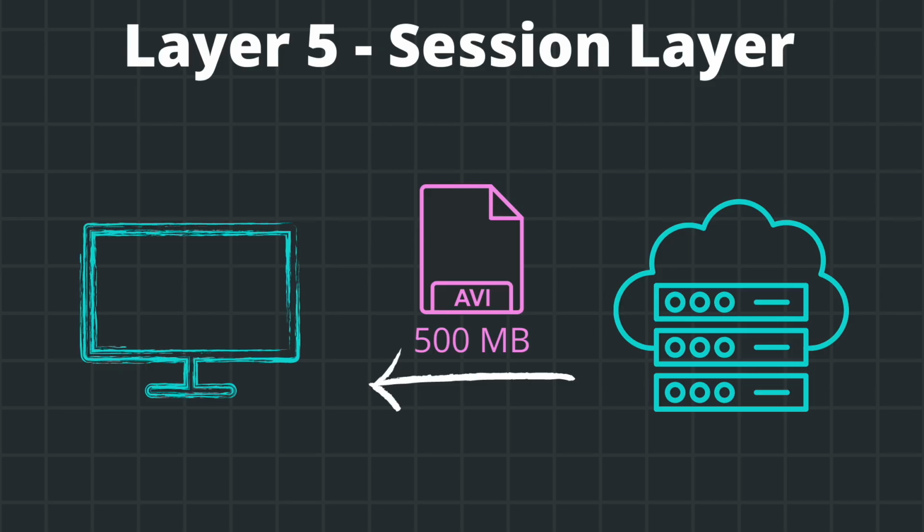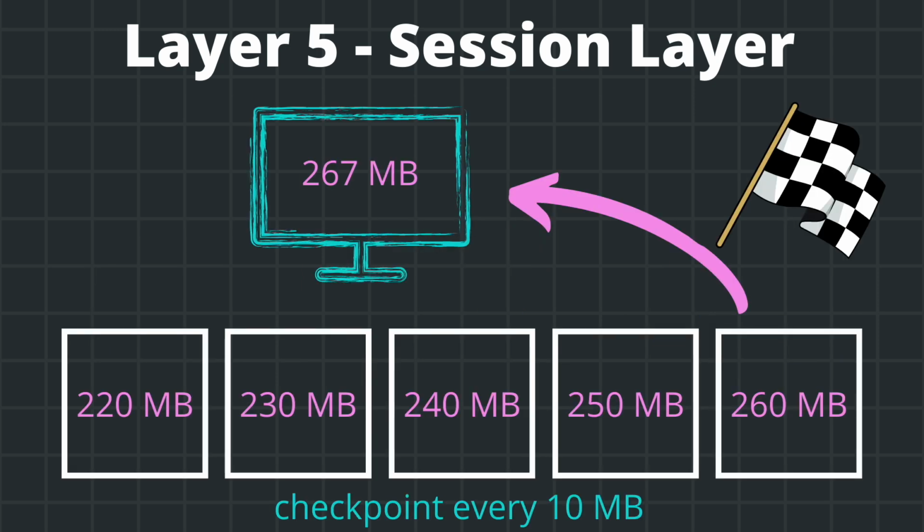So let's say you're downloading a 500 megabyte file. If there are disconnects after only transferring 267 megabytes, the session layer will help save you time by resuming from the most recent checkpoint. These checkpoints might have been every 10 megabytes, allowing you to resume from the 260 megabyte checkpoint. Without these checkpoints, you would be starting your download all the way from the beginning. Let's get a round of applause for the session layer.